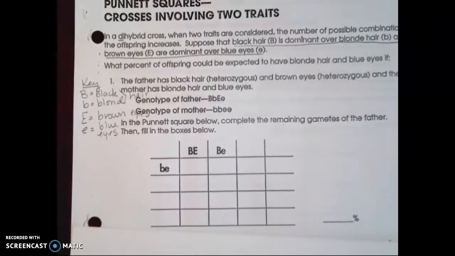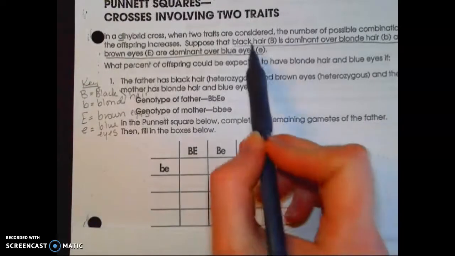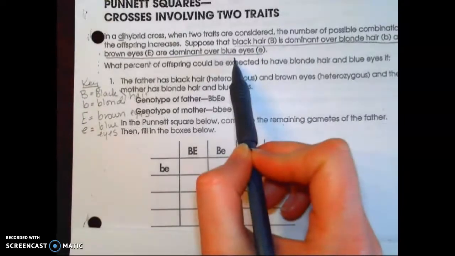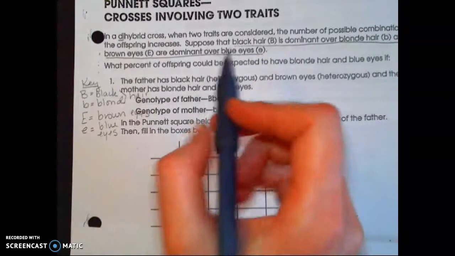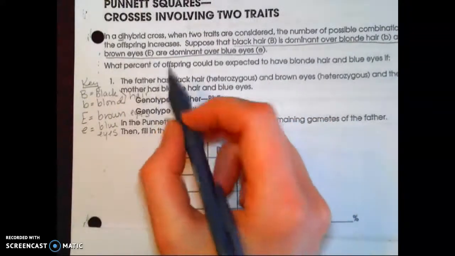So when we have two traits in a dihybrid cross, we have to track the inheritance of both of them at the same time. To do this, we need to keep track of both traits and also make sure we keep the order consistent. Whichever trait is mentioned first is considered trait 1, and the trait that is mentioned second is considered trait 2. So trait 1 is hair color, trait 2 is eye color. We want to make sure that we keep trait 1 first the whole time and trait 2 second the whole time.